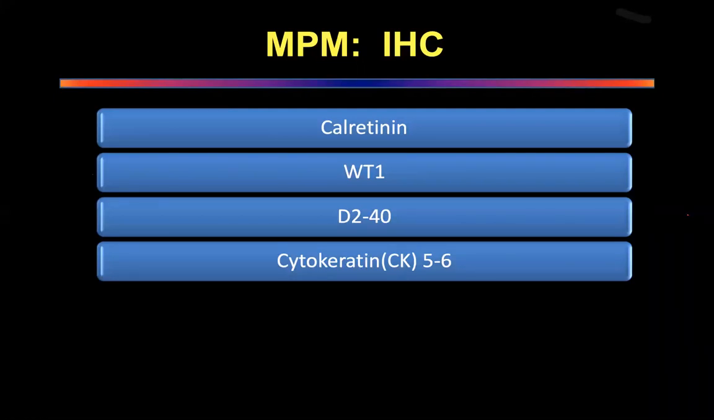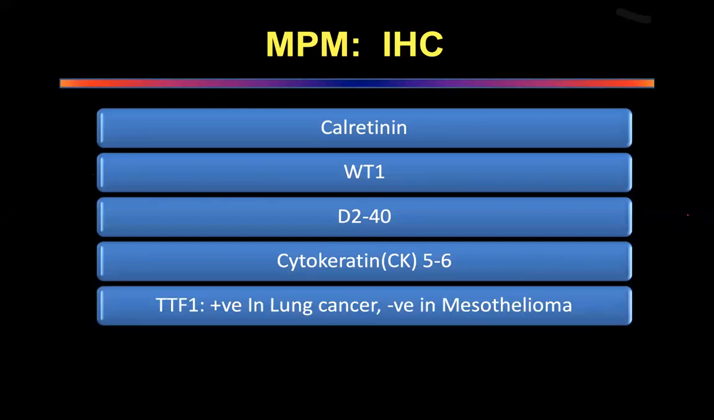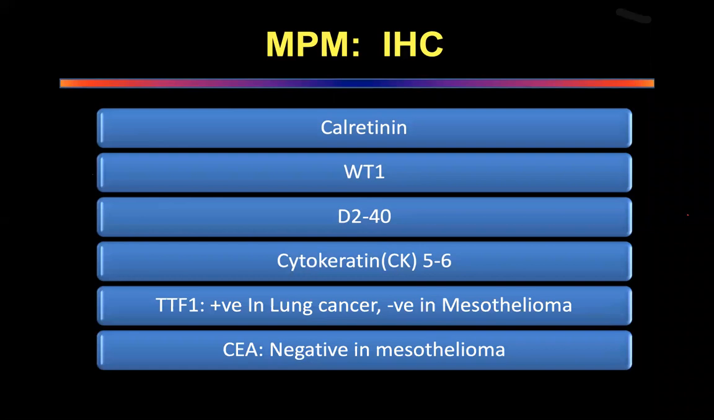But more important than these markers coming positive is the negativity of TTF1 and CEA. Because very often the real differentiation is metastatic adenocarcinoma versus mesothelioma. That is the key thing where immunohistochemistry helps you. So when you have got some of these markers present, but more importantly, when you've got TTF1 negative, then it is not lung cancer. Hence, it might be mesothelioma.